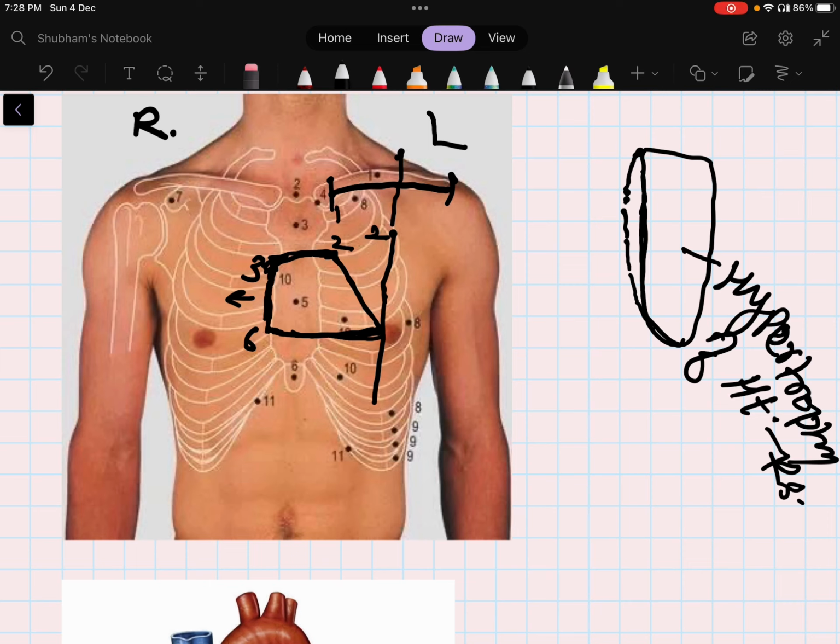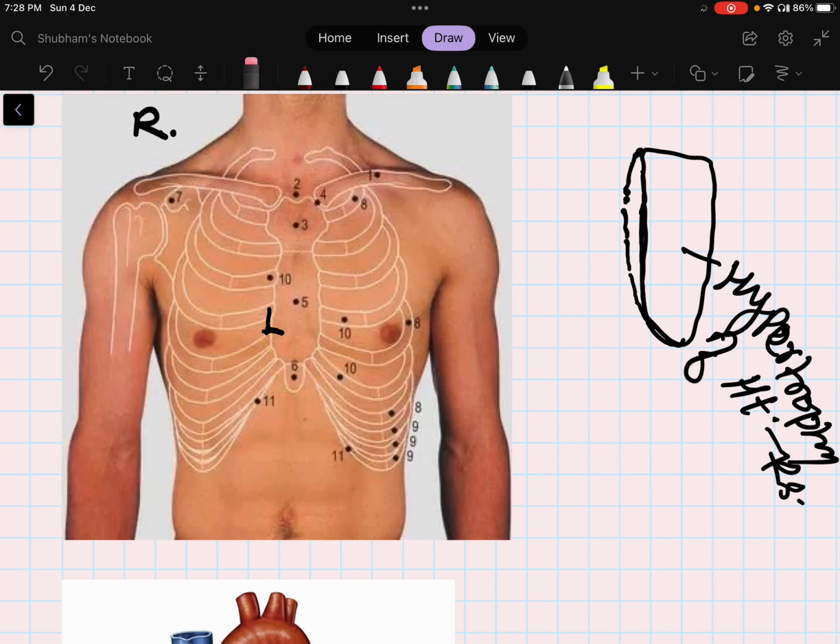So the inferior border of the second costal cartilage, the superior border of the third costal cartilage, and then this is the sixth costal cartilage, and this is the fifth costal cartilage. Second, third, sixth, fifth. Easy, 2, 3, 6, 5. So what do we learn about this? Okay. So this is our heart.